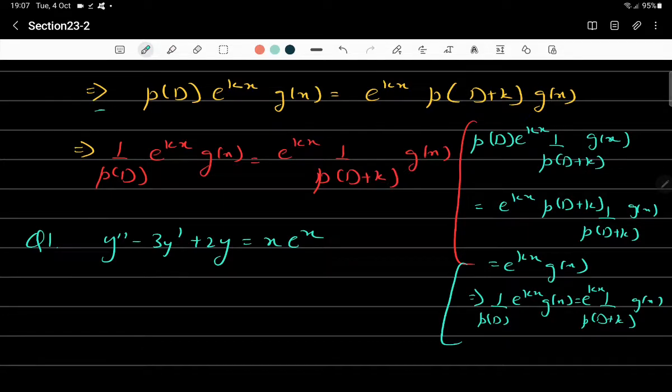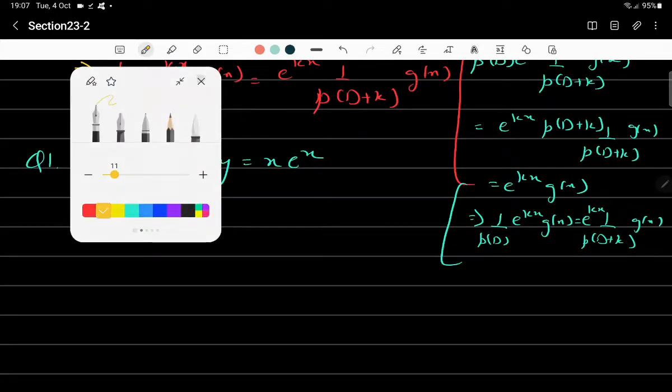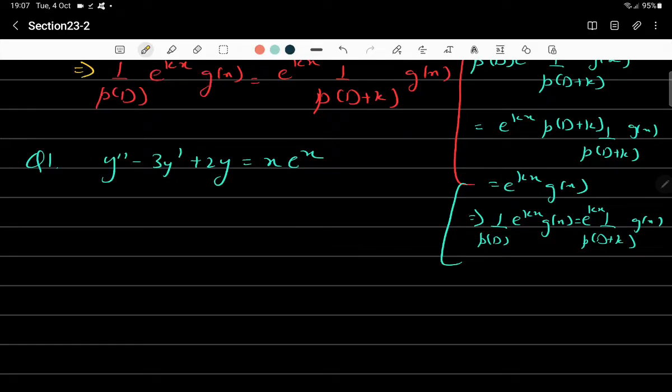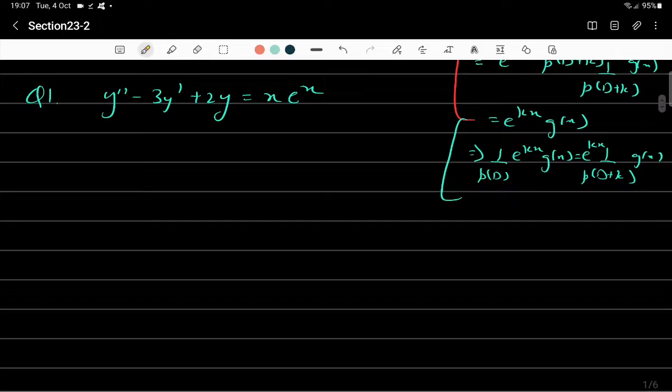So let's see the first example. Y double dash minus 3y dash plus 2y is equal to x e raised to the power x. Now you can see here that you cannot use the method of undetermined coefficients, so the only choice is variation of parameters. Now you can observe by yourself, whether you use variation of parameters or the operator method, which works quickly.